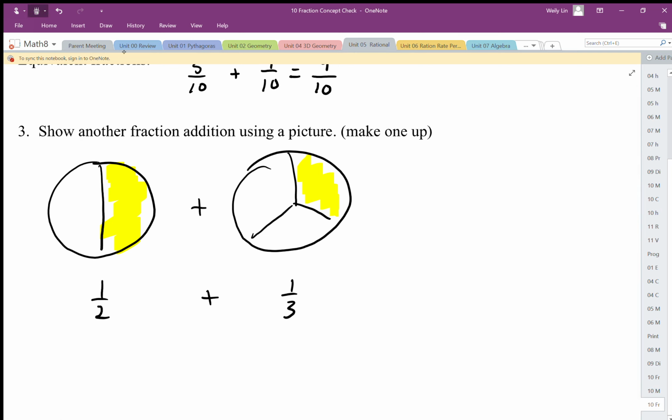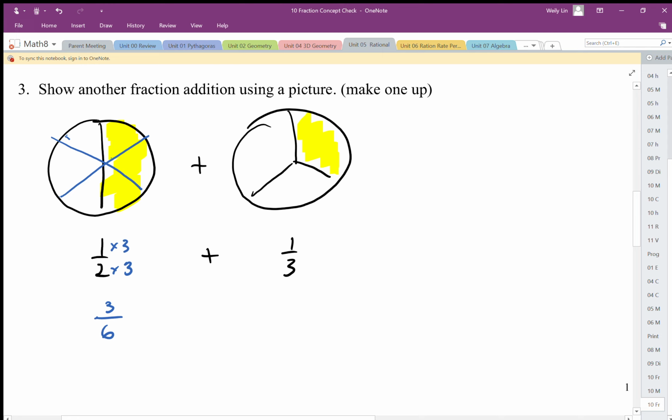So to get the same size pieces here, I'm going to make a common denominator of 6. So I'm going to chop this up into groups of 3. So I get 3/6, plus, I'm going to chop this up into groups of 2. That means I'm going to multiply by 2. And I end up with 2/6.